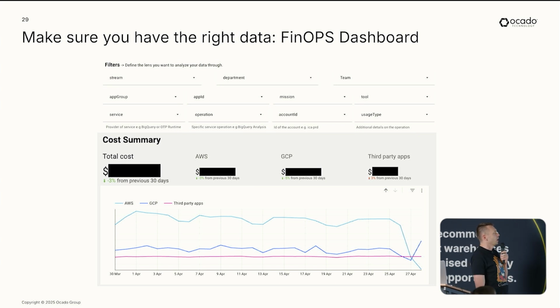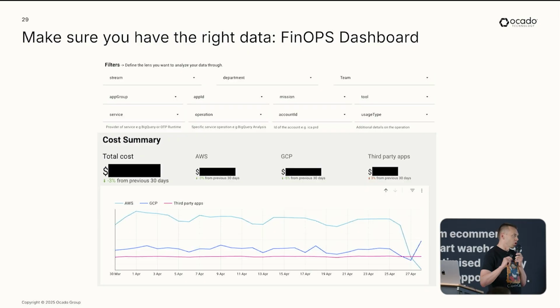As you can see in here, we split those costs into three main categories: AWS, GCP, and third-party apps, and you can see how much we spent on any of those between April and end of March. And due to the tagging policy, we actually have the ability to group those by the organizational structure: stream, department, individual teams. Teams can pick an individual application and look at how much it costs. And it's also a part of Ocado culture and part of the maturity model for teams to look at least once a month and check whether they are not overspending.